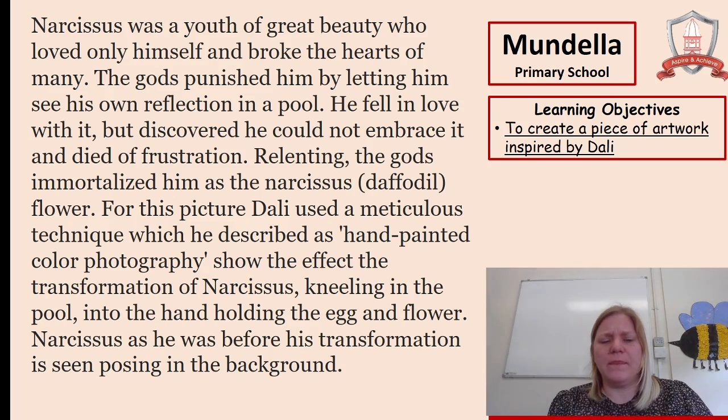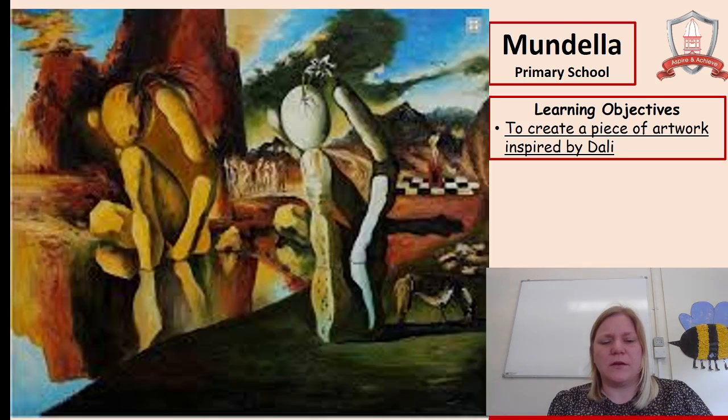And then in the background of the picture, I wonder if any of you spotted this. We're going to see if you can see Narcissus as he was before his transformation, when he was very proud and he really loved himself. So that's the story behind the painting, and it was based on a Greek myth. So the story had been passed down, and it was meant to be something that you could learn from, I suppose, not to be so vain.